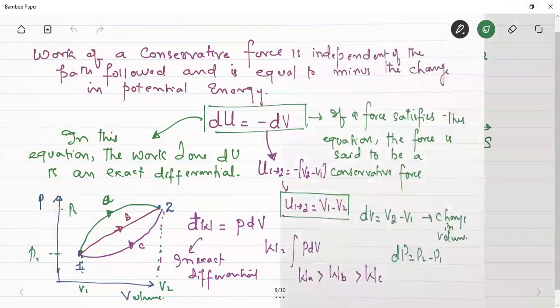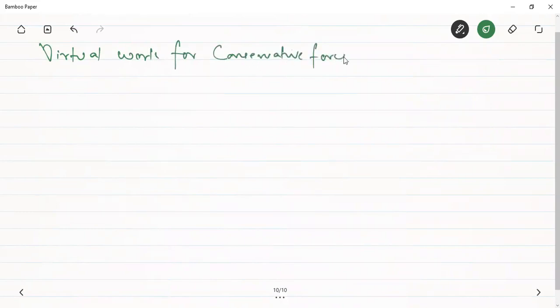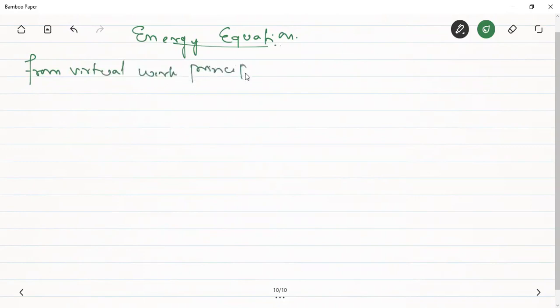So now let's come back to our original problem of virtual work. Virtual work for conservative forces. In fact, I can write it as an energy equation here. I can rename this topic to be energy equation. So from the principle of virtual work, what we know is the virtual work by all the active forces is equal to 0. That is, their algebraic sum is equal to 0 for equilibrium.